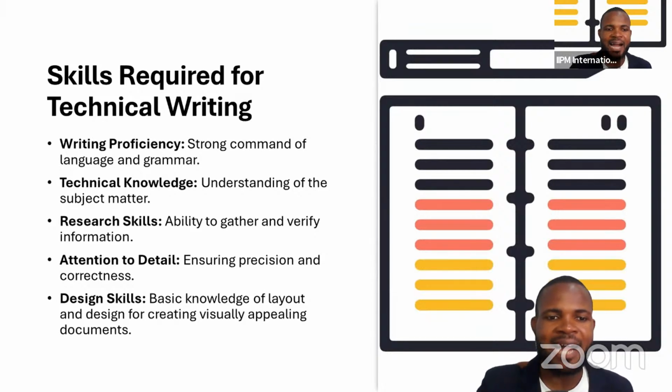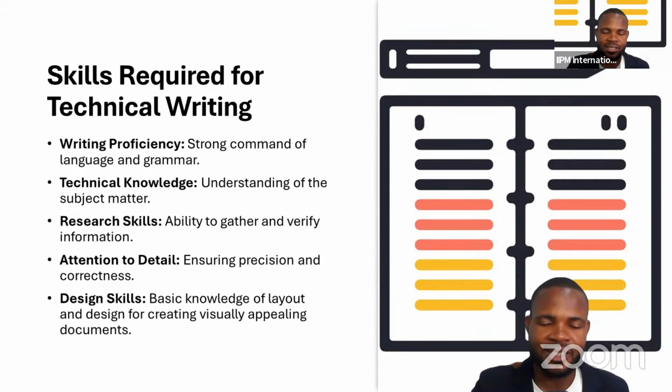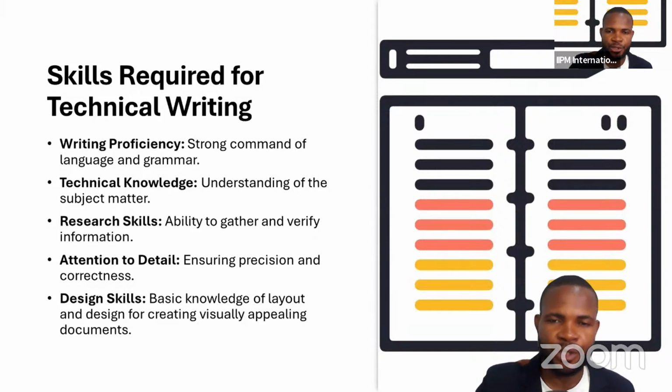So your ability to gather and verify information, that's what we refer to as the research skills. And then you have attention to detail, ensuring precision and correctness. Then you have design skills. Design skills doesn't only have to do with engineering. Every one of us needs to learn design skills. Basic knowledge of layout and design for creating visually appealing documents. Okay, so the design skills is not only for engineers, it's not only for architects, it's not only for surveyors, it's not only for builders. If you have anything to do with technical writing, then designing should be an aspect of what you do.